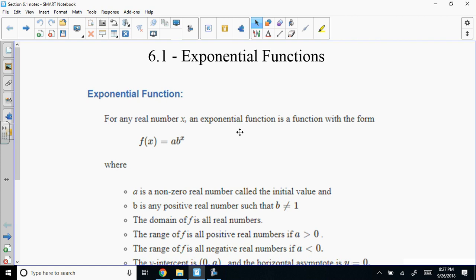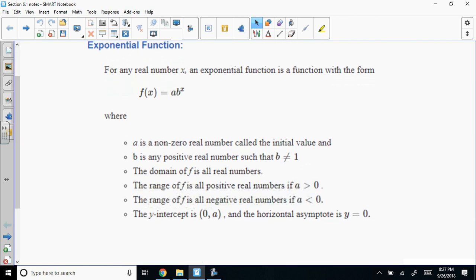Exponential functions, section 6.1. It's in the form of a times b raised to the x, right? Primarily, we will see exponential functions with a being 1. When that happens, all you're seeing is 2 raised to the x, 3 raised to the x, 4 raised to the x, and so forth. A is 1, so it doesn't bother. But you have to understand some criteria that you must meet in order to be an exponential function.